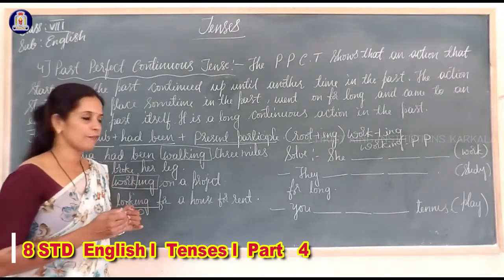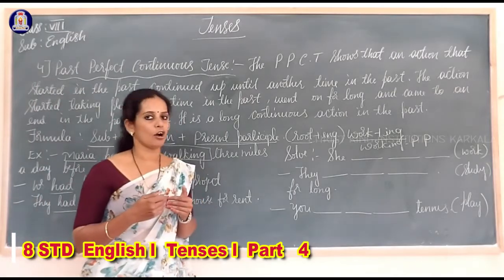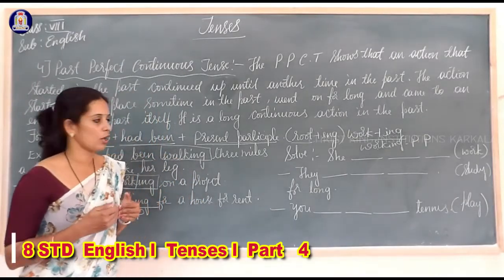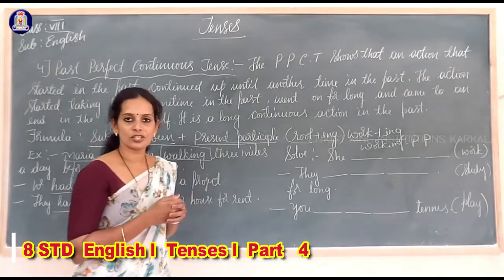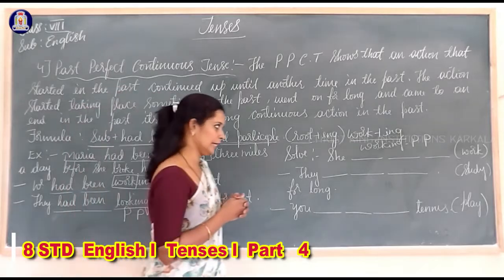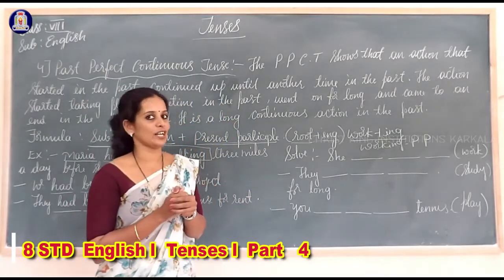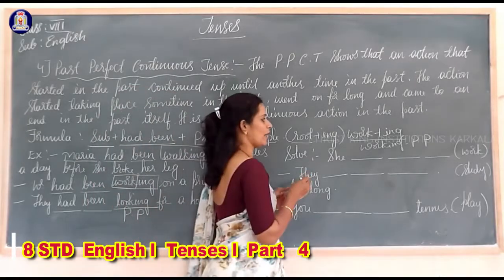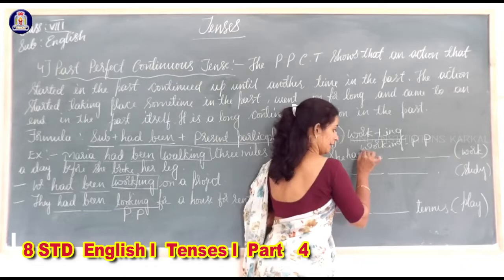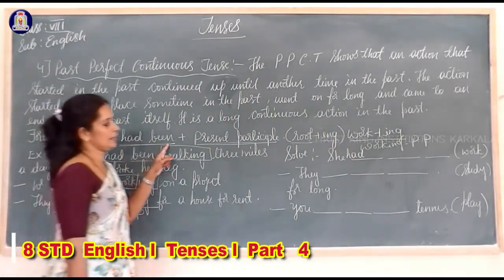What is the formula for it? Subject plus had been plus present participle of the verb. Okay, I hope you understood this. Now let us solve some of the questions given here by using the formula. Here, your first question is: she dash, and your verb is work. So how do you have to fill this up? She had, use the formula here. She had been.